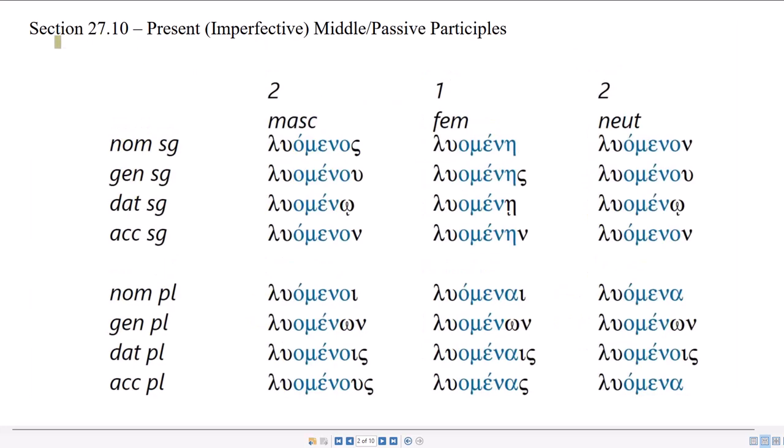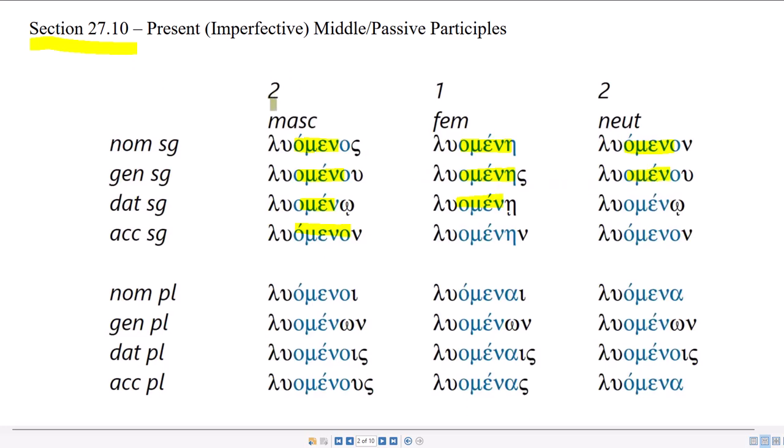Now let's come down and look at section 27.10, and that is in Mounce again. And these are the present middle passive participles. Notice the men with a connecting vowel, so omen in the middle of all of these. Omenos, omenou, omenos, and all the way down. And the same with the feminine: omene, omenes, omene all the way down, and the same with the neuter: omenon, omenou, omenon. So these are actually pretty friendly.